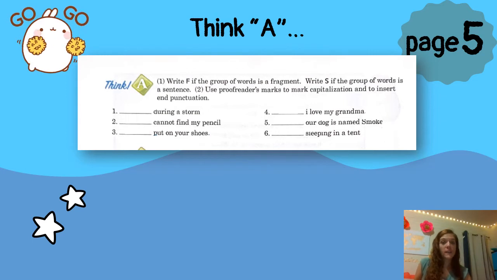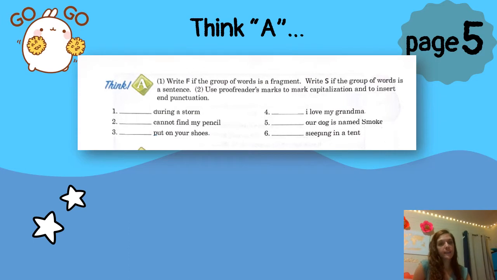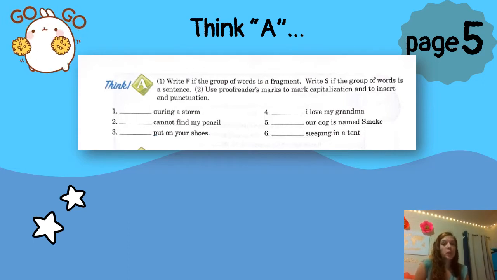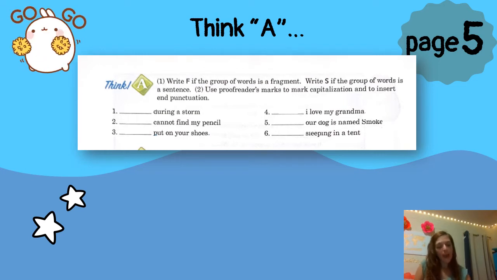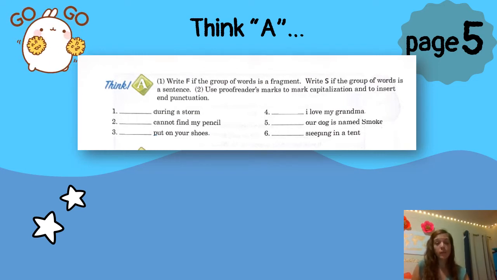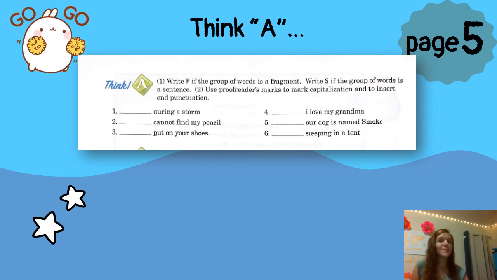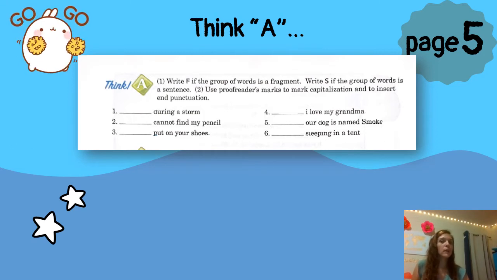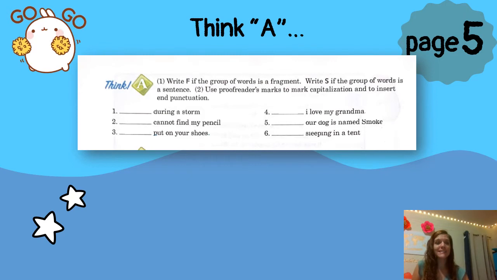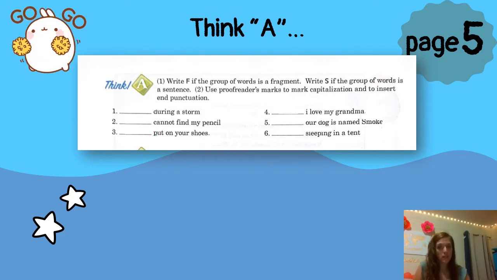Okay, here we go on the first part of page 5. Think A. Let's read the instructions together. I want you to put your finger on number 1. Let's read it, okay? Write F if the group of words is a fragment. Write S if the group of words is a sentence. Use proofreader marks to mark capitalization and to insert end punctuation. Okay?